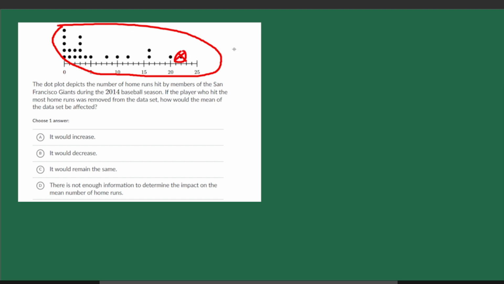Well, simply put, the mean is not going to be resistant, which means it's not going to remain the same. It's going to either decrease or increase, and there's plenty of information to answer the question. The median is resistant, right? If I were to remove this guy, the median would not change at all, but our average is going to change.